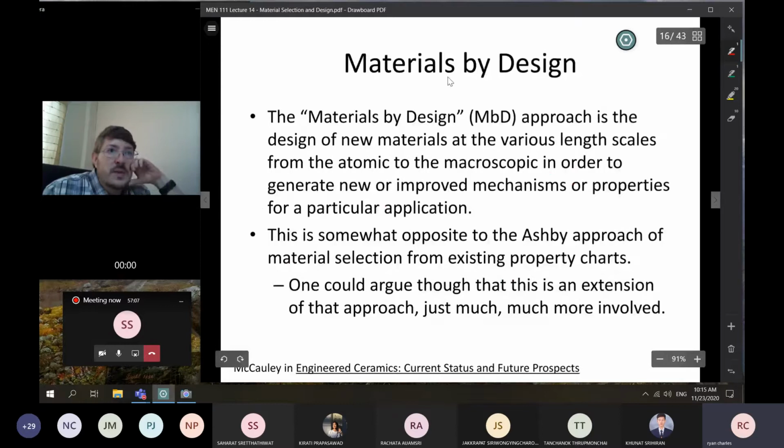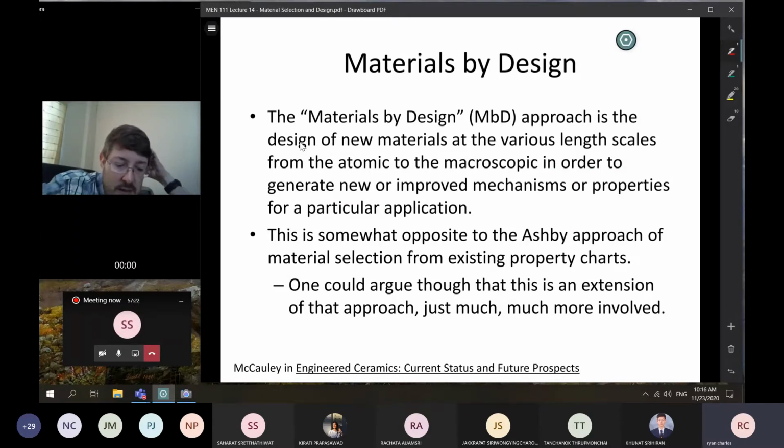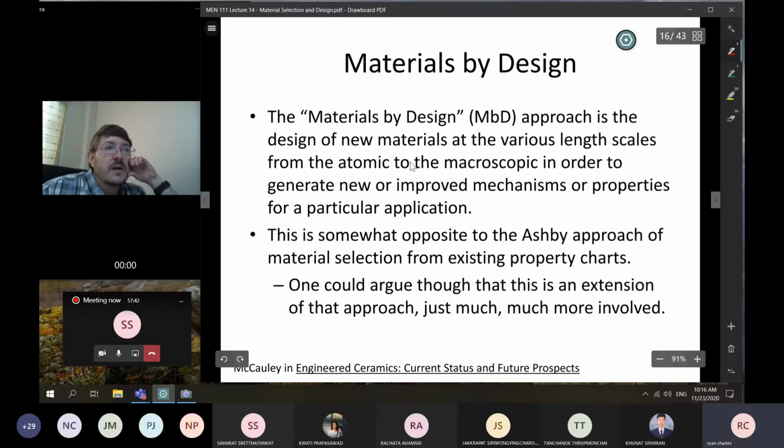So the materials by design approach is the design of new materials. Rather than waiting for someone else to discover a material, can we go out and design it ourselves? Now, this is obviously getting into the domain of materials science and engineering. This isn't what every engineer is going to do. You're not going to run out and design your own material, because this requires a lot of materials science knowledge. But you should be aware of this stuff. This is what some materials people do.